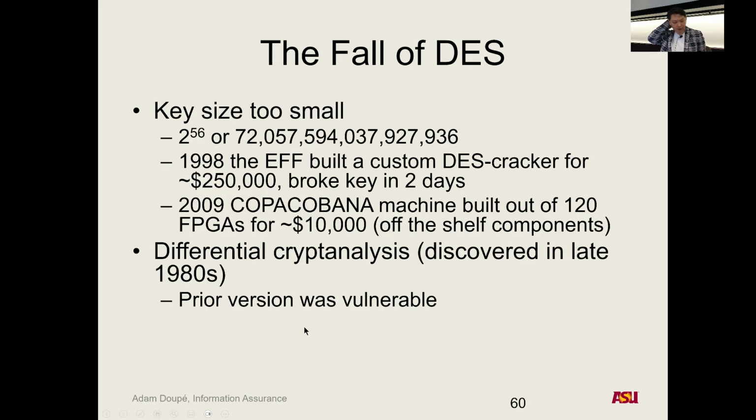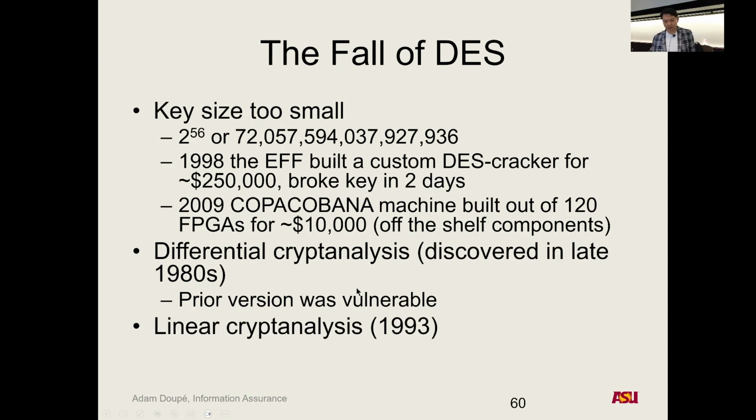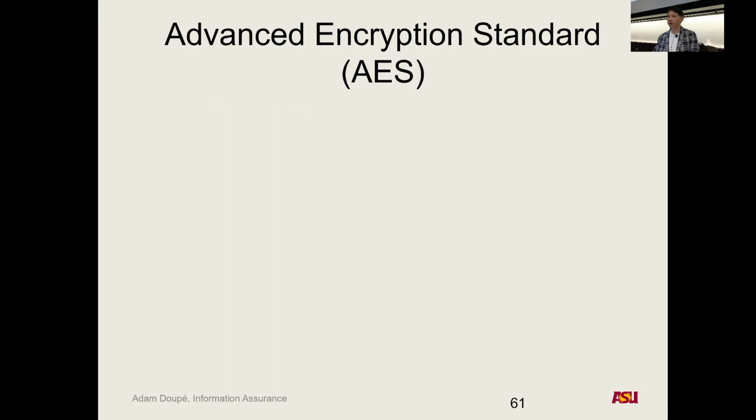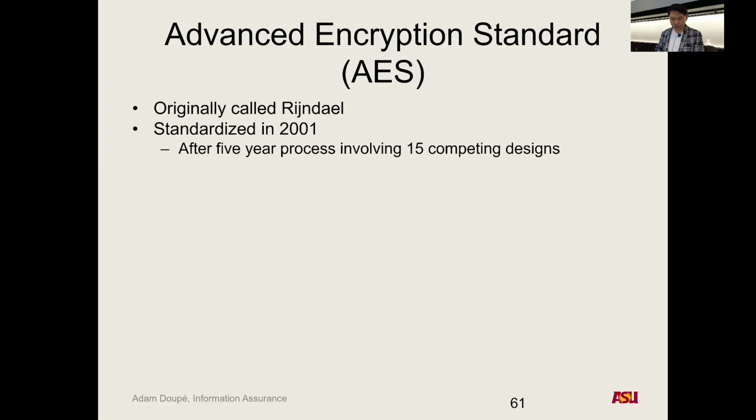DES is vulnerable to these attacks, known in the 1980s, and linear cryptanalysis in 1996 also contributed to breaking DES. So eventually, DES was withdrawn as a standard. But it gave us great insight for making other cryptography algorithms. As an alternative, AES is suggested, the Advanced Encryption Standard. Another name is Rijndael.